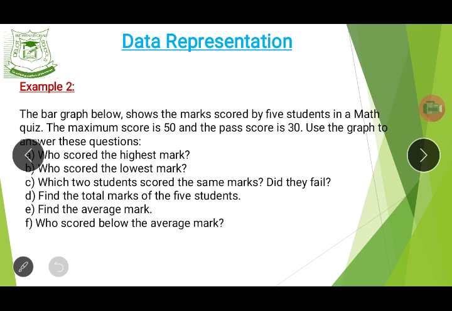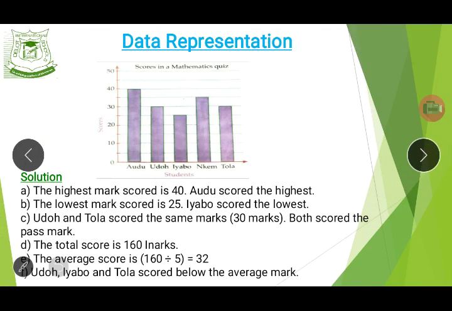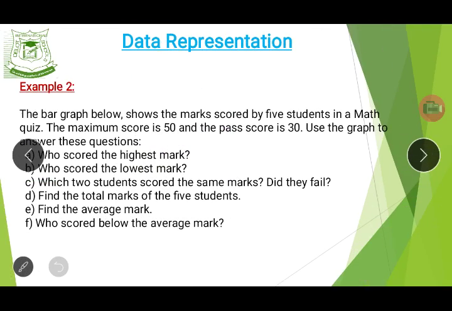So whosoever scores 30 and above passes the test, right? Now it says use the graph that you see now. This graph, look at this graph now. This graph is what we are talking about. Okay, that's the graph. So use the graph to answer these questions.